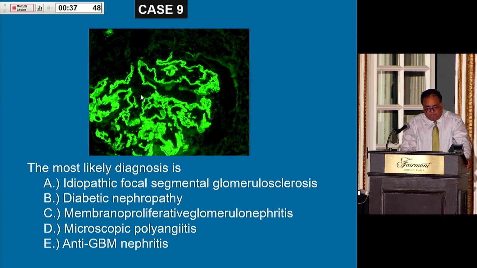And when anti-GBM nephritis occurs, it's because anti-GBM antibodies bind an antigen in the glomerular basement membrane that's continuously expressed, and that's why you get this continuous ribbon-like appearance. It's not the granular appearance that you see in membranous.